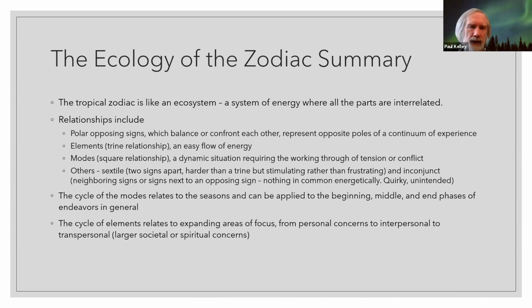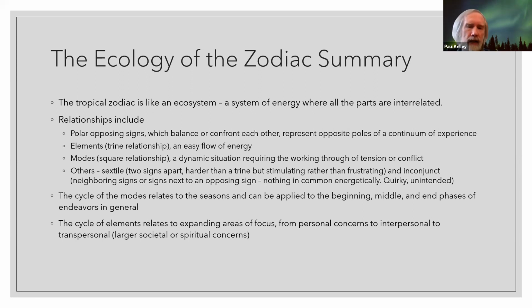And the inconjunct, which is either neighboring signs or the signs next to an opposing sign. There's nothing in common energetically with these signs. The outcome is quirky or unintended, unique and different in some way. The cycle of modes relates to the seasons. It can also be applied in a more general way to the beginning, middle, and end phases of endeavors in general.